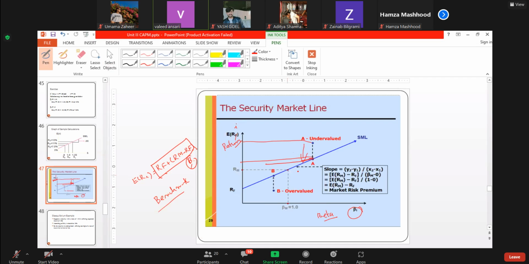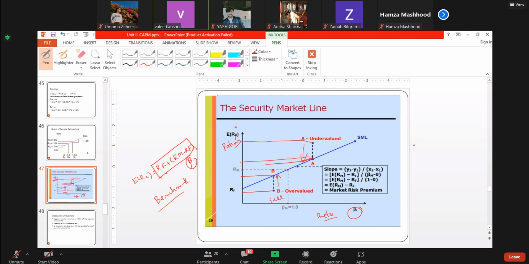I will explain it further. If any security is providing lower return than what is mandated by CAPM, according to this, security B should provide at least this much return, but it is providing lower return. So people will sell it. When they sell it, its price falls and its return moves up.